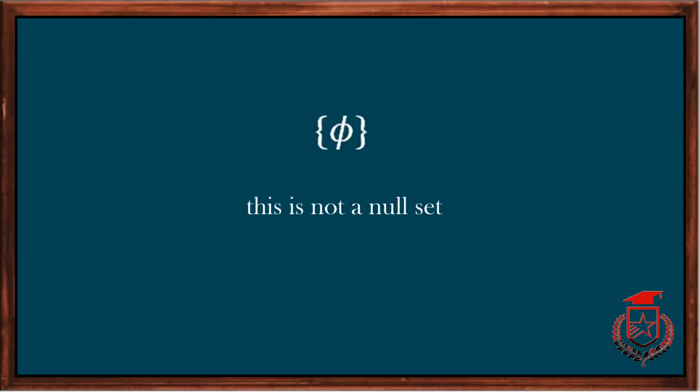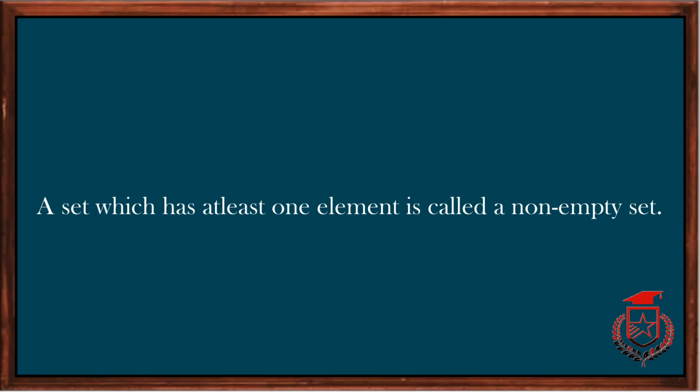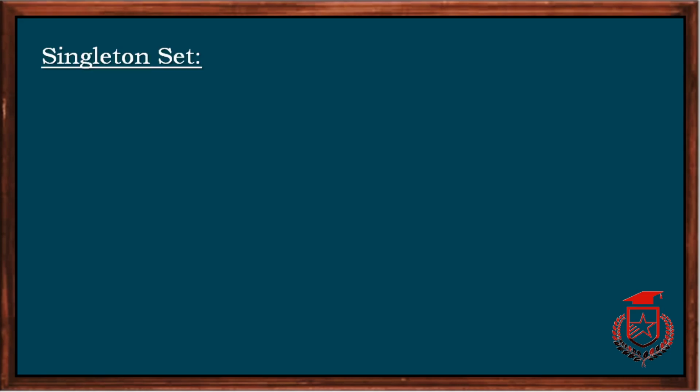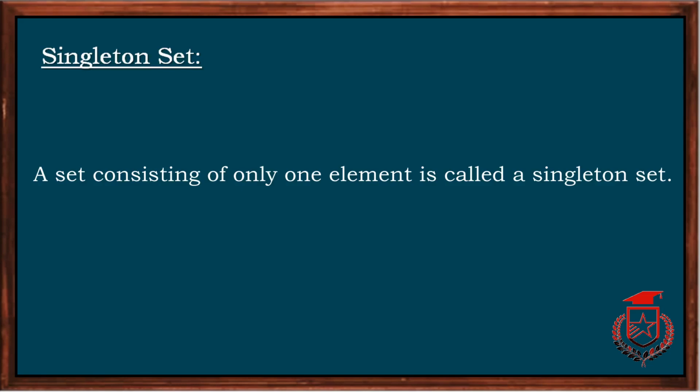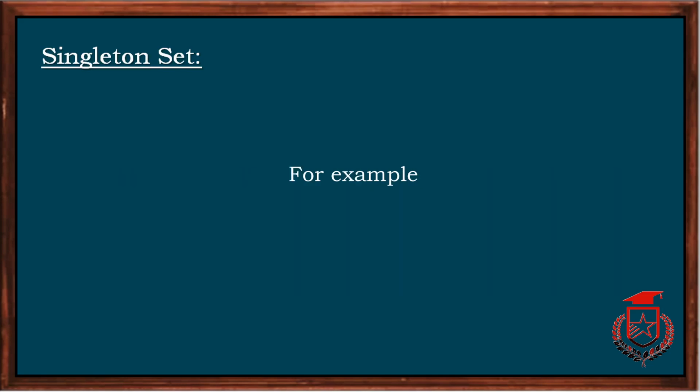Remember, this is not a null set, as it contains one element. A set which has at least one element is called a non-empty set. A set consisting of only one element is called a singleton set. For example, a set X such that X belongs to the set of natural numbers and 2 < X < 4 is a singleton set, since X belongs to the set of natural numbers and 2 < X < 4 implies that X equals 3.